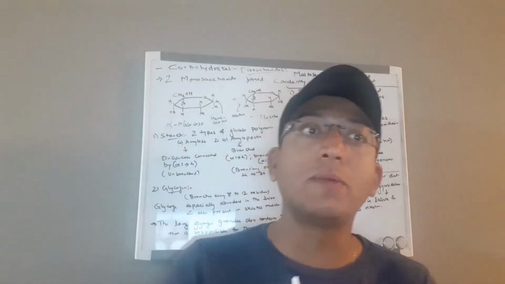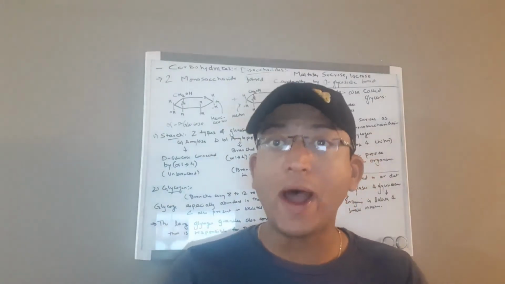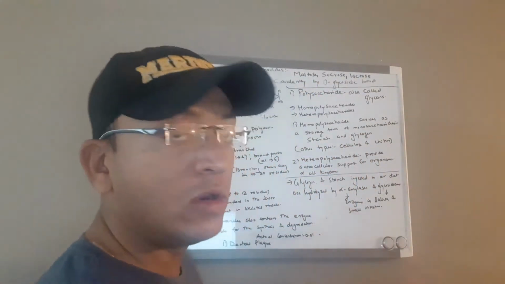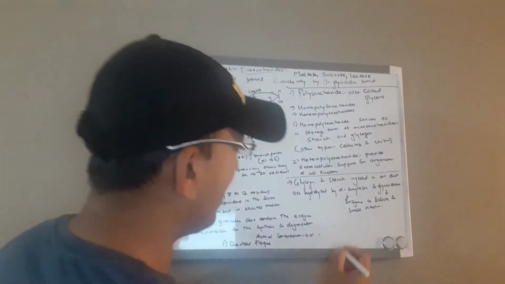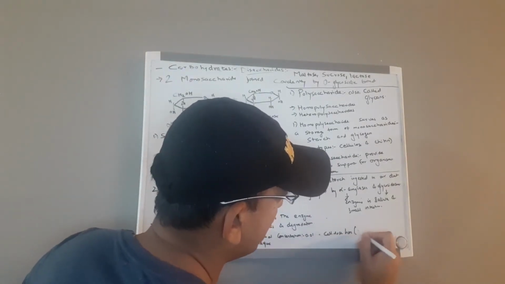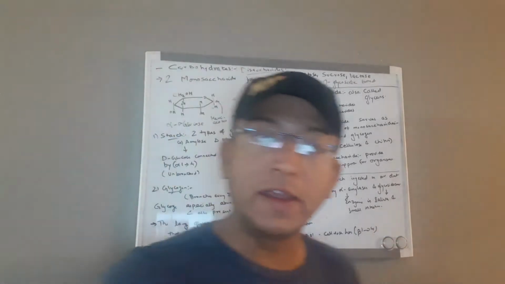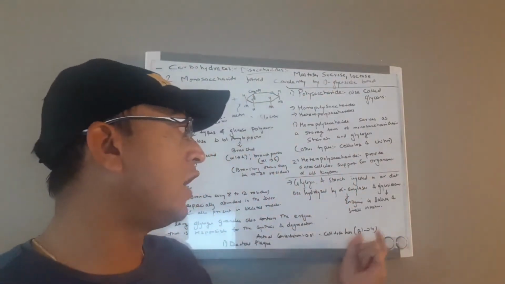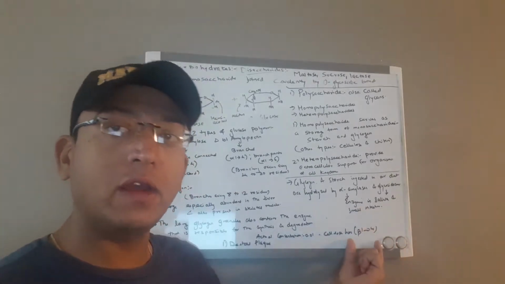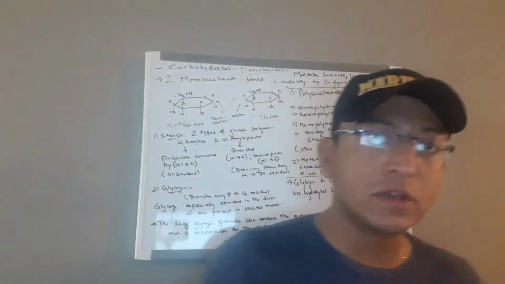So most vertebrate animals cannot use cellulose as a fuel source. Why? Because cellulose has beta 1 to 4 linkages, right? We just studied the linkages. So that's why if we use cellulose, these enzymes cannot break the cellulose into separate units, right?